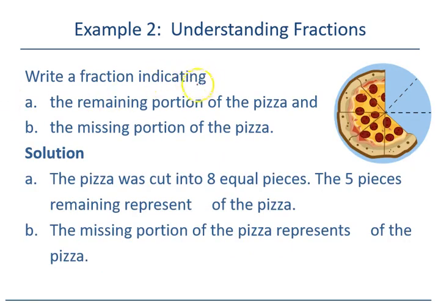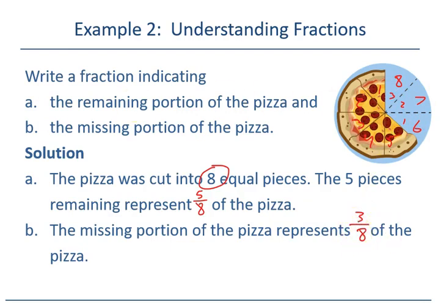Write a fraction indicating the remaining portion of the pizza and the missing portion of the pizza. The pizza was cut into 8 equal slices. Notice we can come over here and go 1, 2, 3, 4, 5, 6, 7, and 8. The 5 pieces remaining, which are these parts here, are 5/8 of the pizza. The missing portion of the pizza represents, well, how many pieces are gone? Notice we have 1, 2, 3 pieces that are gone, so that's going to be 3/8 of the pizza.